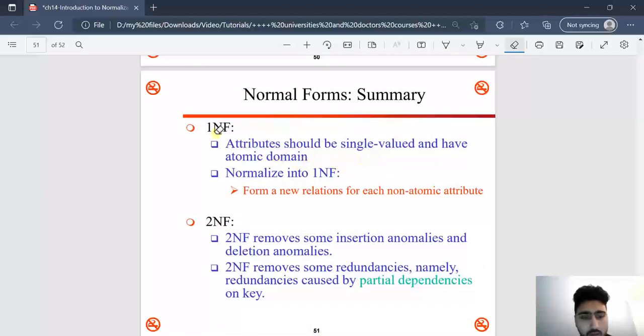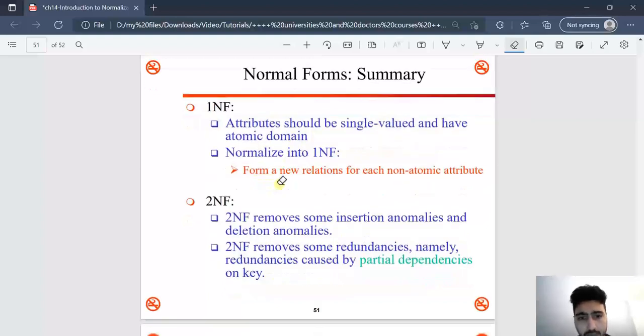Also, to summarize 1NF: the attributes should be single valued and have an atomic domain. To normalize into 1NF, we should form a new relation for each non-atomic attribute, because if we have a composite attribute, we need to decompose it into separate attributes which are single valued and atomic.